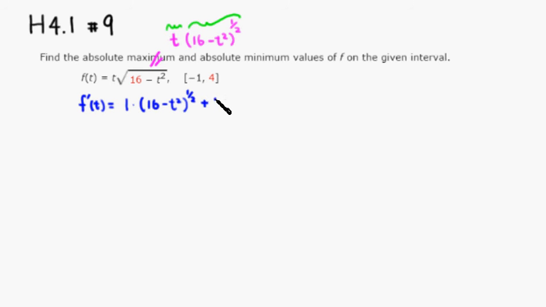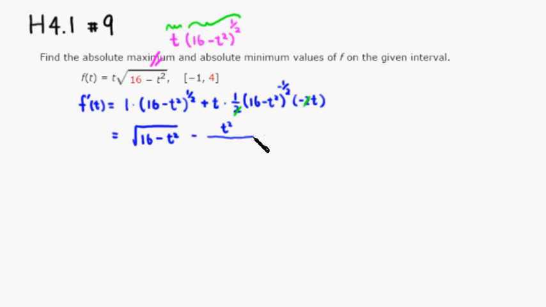Plus the first guy is t times the derivative, which is 1/2 in front, keep the same inside function, subtract 1 from the power, so it's -1/2. Then you have to multiply by the derivative of the inside, which is -2t. Then if you simplify that, you will get this. This guy is going back to square root of 16 minus t squared. Then we can cancel the 2 here and the 2 here, so you would have negative t squared over, because you have a negative power, the square root of 16 minus t squared.